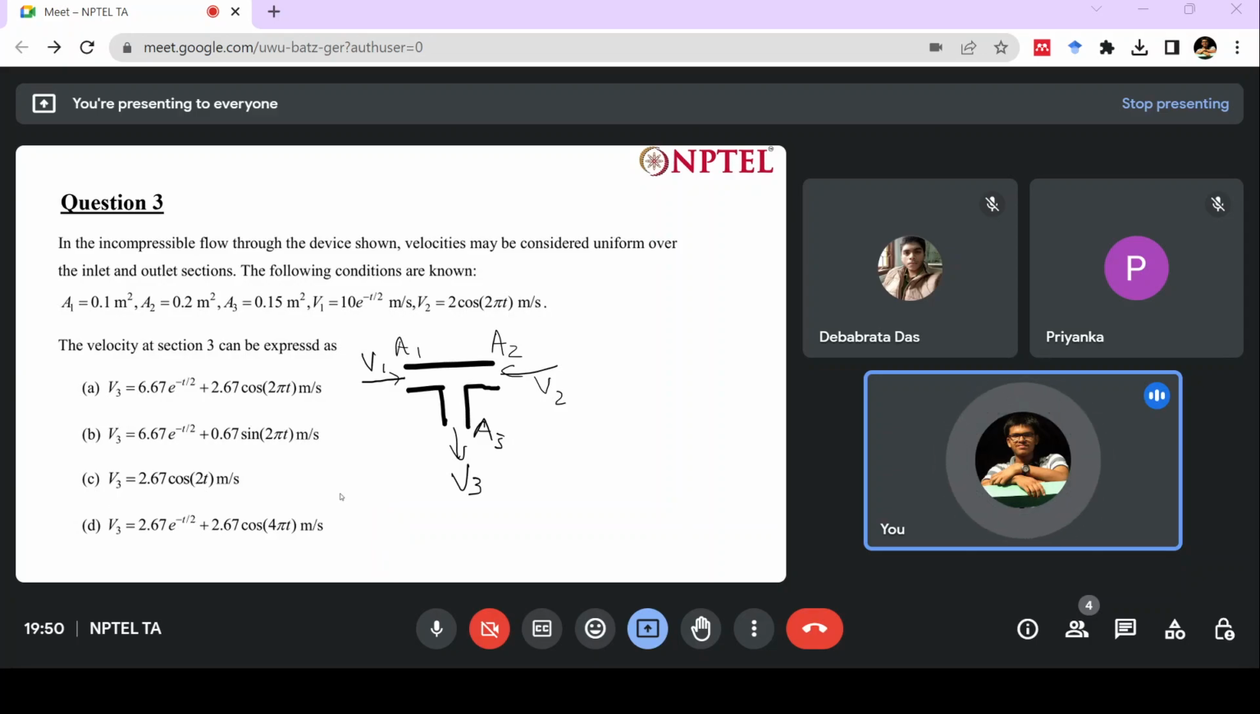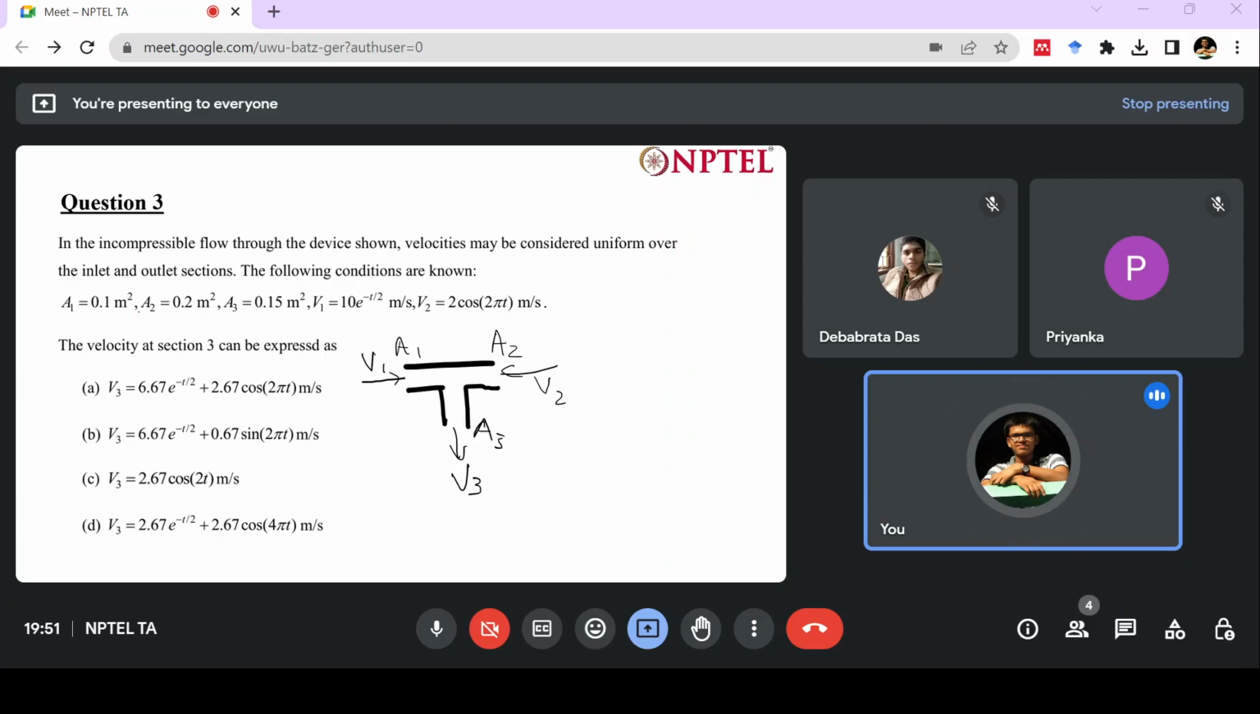So, an incompressible flow through the device. The device figure was not drawn. The velocity may be considered uniform over the inlet and outlet sections, and the following are given. So there are three sections: two inlets are there, one outlet is there. The third section is the outlet, and two inlets are there.